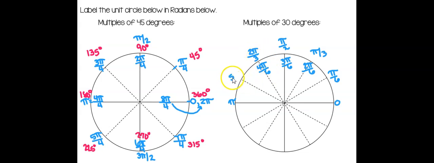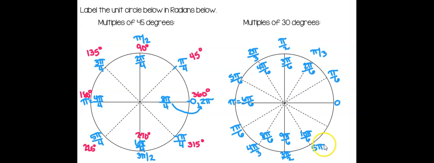Then we have 5 pi out of 6, 6 pi out of 6 is a full pi. If we go one more piece, it's going to be 7 pi out of 6. Our next one would be 8 pi out of 6, which reduces to 4 pi out of 3. And then we have 9 pi out of 6, which is 3 pi over 2. Again, that's 1.5 pi. Then we have 10 pi out of 6, which reduces to 5 pi out of 3. And then we have 11 pi out of 6, and back to 12 pi out of 6, which is our 2 pi.